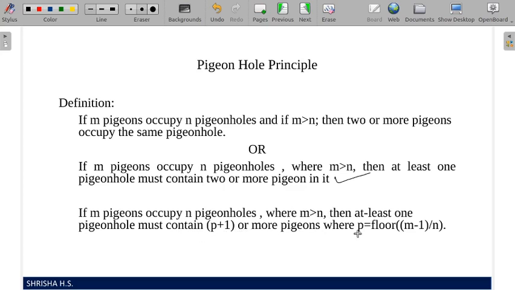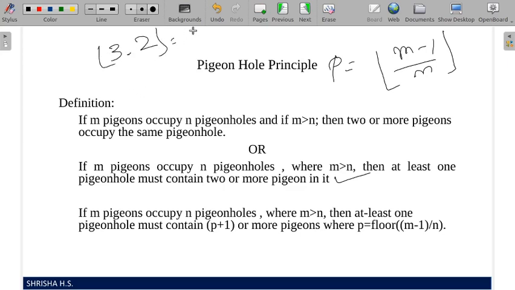How do we calculate p? We calculate p as the floor value of (m minus 1) divided by n. We don't take fractions, only the floor value. What is the floor value of 3.23? This is floor, this is ceiling. I hope you know that. The ceiling value is 4, but we are interested in the floor value. So p equals the floor of (m minus 1) divided by n.